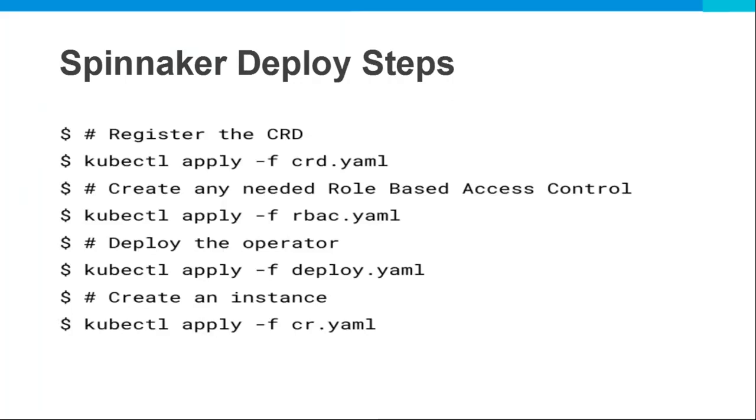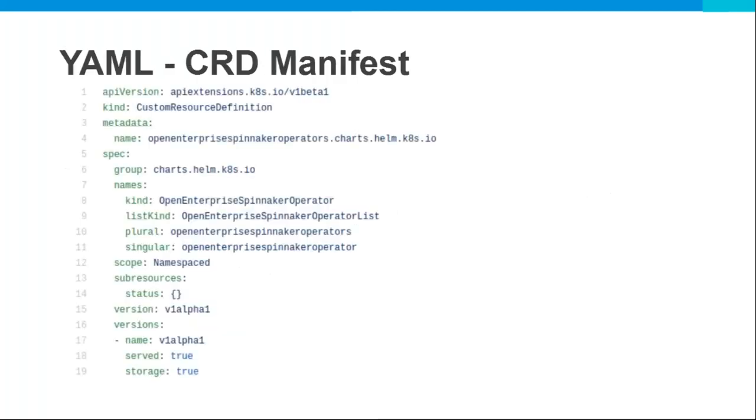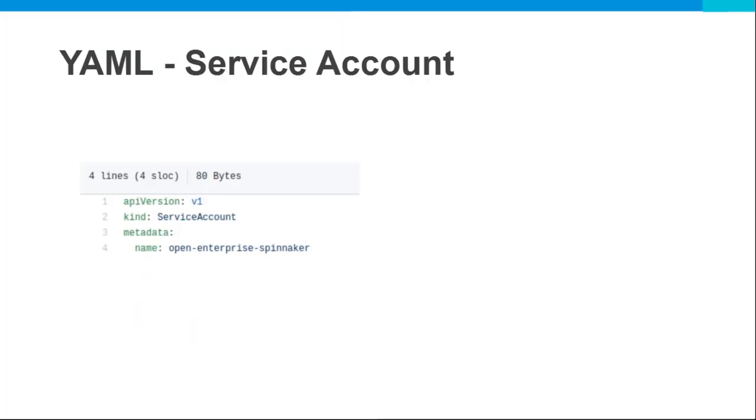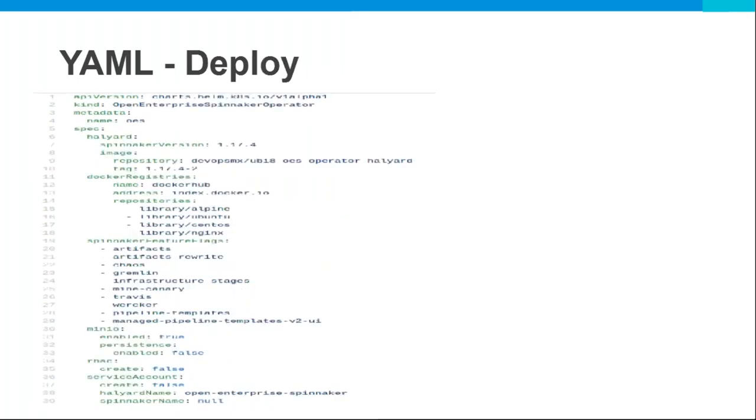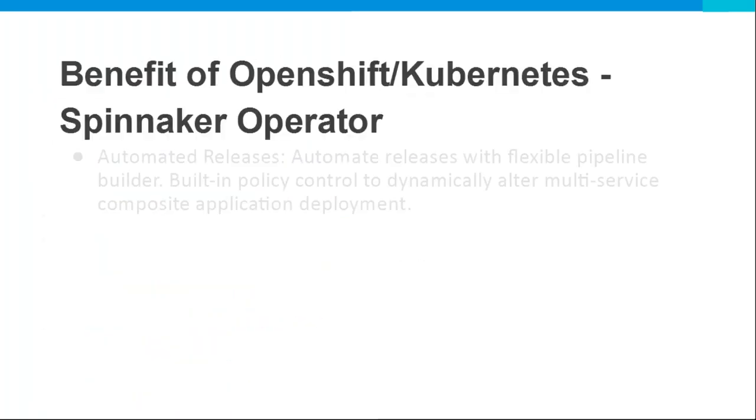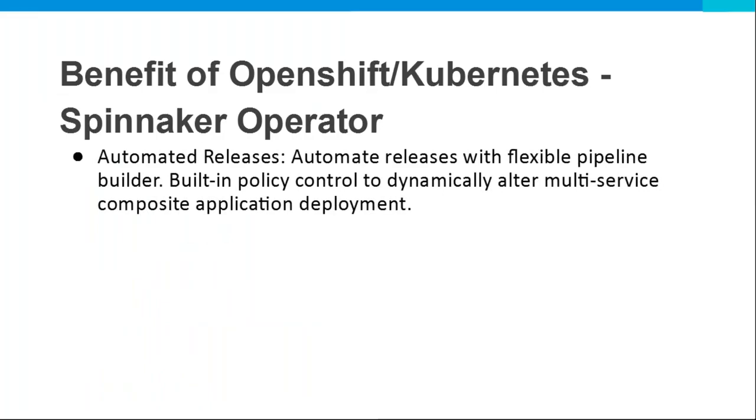So these are the simple deploy steps to deploy the operator that is available on operatorhub.io, and it also has the manifest. So to create a resource definition, the service account that needs to be defined for your deployment and the operator, all of this is already available on operatorhub.io. So here I'm just walking you through this.